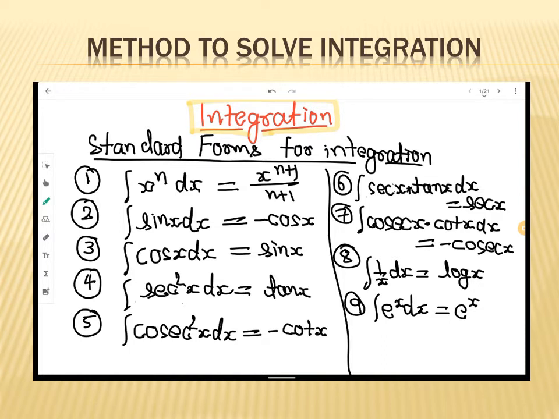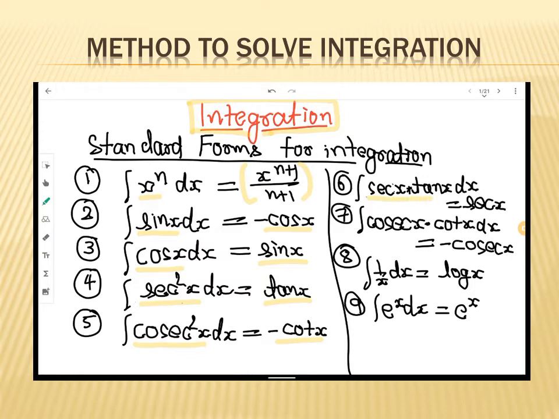For x to the power n, the integration is x to the power n plus 1 upon n plus 1. Integration of sin x is minus cos x. Integration of cos x is sin x. Integration of sec square x is tan x. Integration of cosec square x is minus cot x.